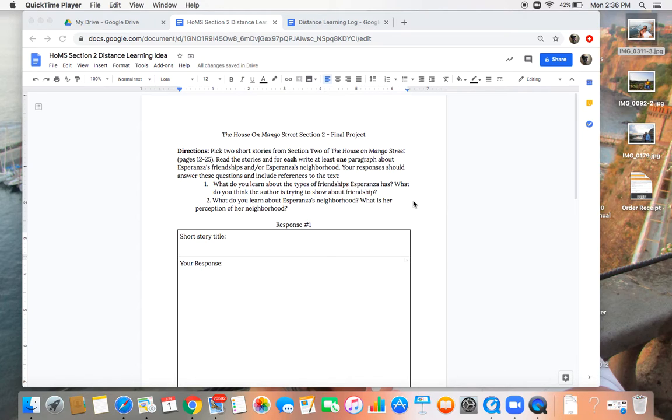You're going to read the stories, and for each story, you're going to write at least one paragraph about Esperanza's friendships and/or Esperanza's neighborhood. Your responses should answer these questions below and include references to the text. What do you learn about the friendships that Esperanza has? What do you think the author's trying to show about friendship? And/or what do you learn about Esperanza's neighborhood? What is the perception of her neighborhood?